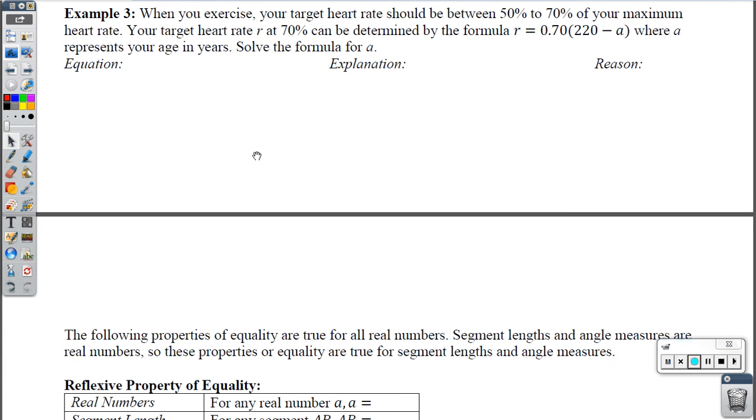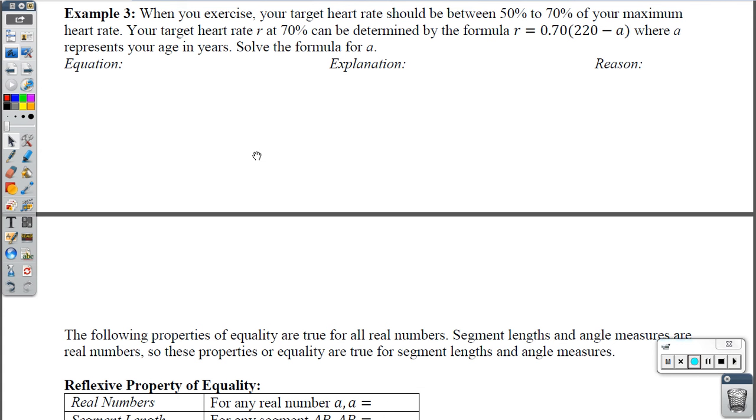All right, example 3. When you exercise, your target heart rate should be between 50 to 70% of your maximum heart rate. Your target heart rate, R, at 70% can be determined by the formula R equals 0.70 times the quantity 220 minus A, where A represents your age in years. Solve the formula for A.